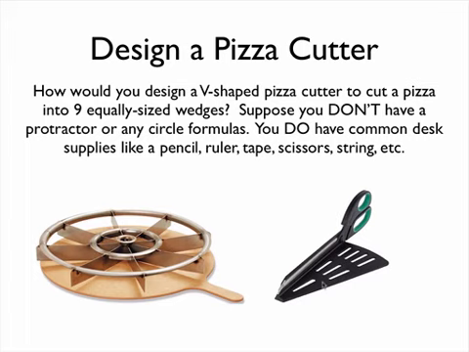Here are the ground rules though. You don't have a protractor, and you can't use any circle formulas. So no cranking out formulas. To make the blueprints for your pizza cutter, these are the things you have: common desk supplies. Pencil, ruler, tape, scissors, string, etc. So how can you use just these things to make a blueprint to design a pizza cutter that would get exactly 9 equally sized wedges?